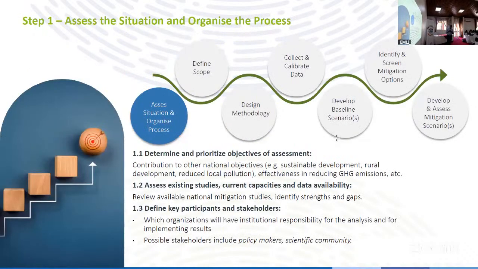So the first thing that we do as we are doing the mitigation assessment is to assess the situation and organize the process. So, like I told you, this is preparatory. First, we're going to determine and prioritize the objective of the assessment. Why are you going to do this mitigation assessment? We're doing vertical. Yes, we're doing vertical, but what are the objectives of vertical? You have to understand what the objectives are, why you're doing this assessment.